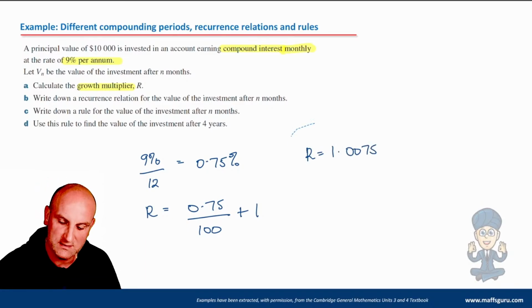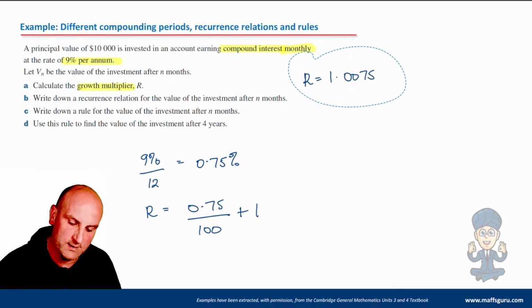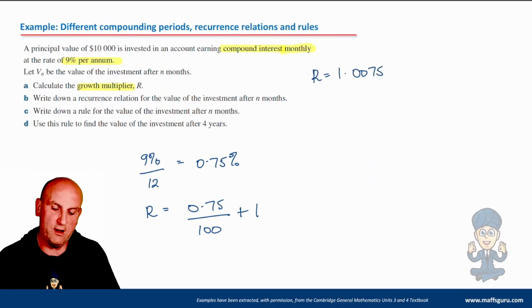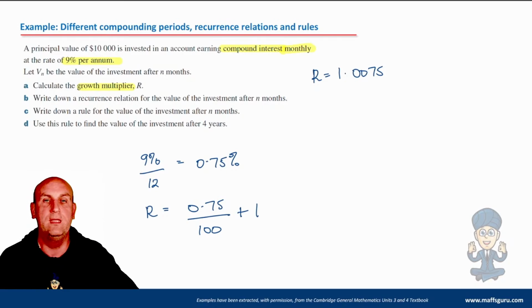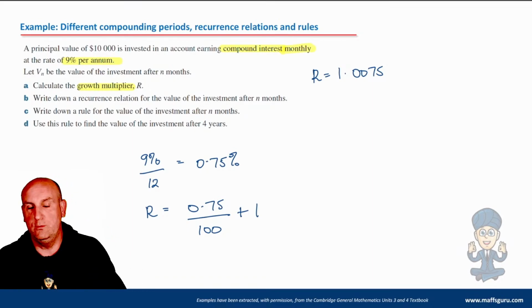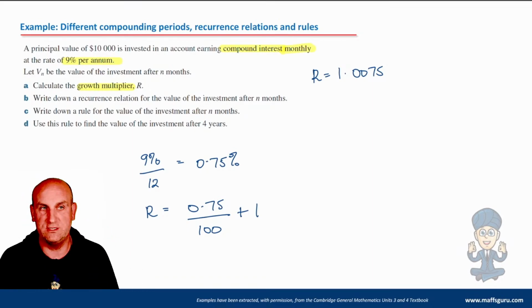Let's make myself some space by moving this up a little bit to here. Write down a recurrence relation for the value of the investment after n months. It was a pretty easy question. Look, don't get me wrong. If I'm teaching you, you will know that I'm extracting VCAA questions and I'm showing you that the start of every VCAA question is relatively easy.